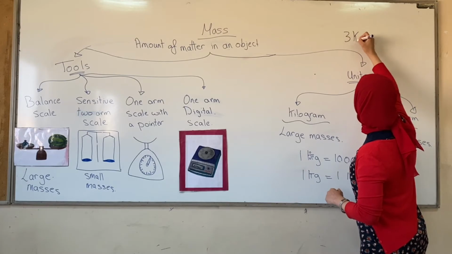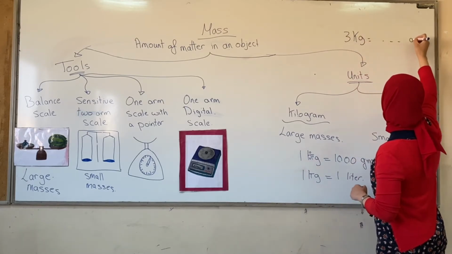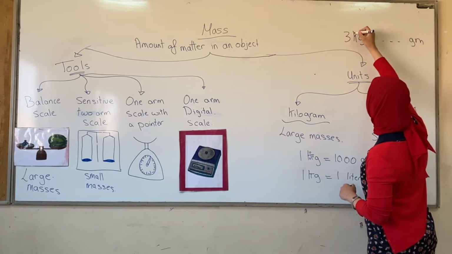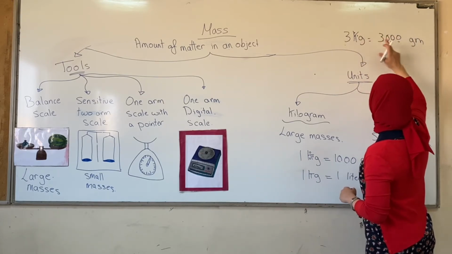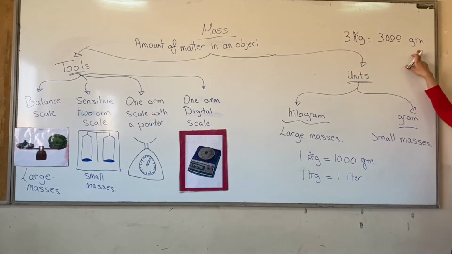3 kilograms is equal to how many grams? I will put 3 zeros, and I have here 3, so it will be 3,000 grams.